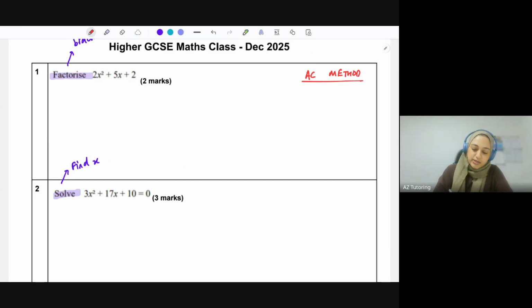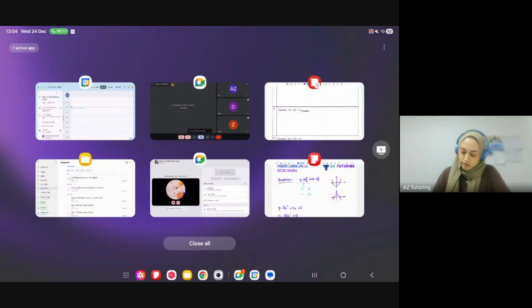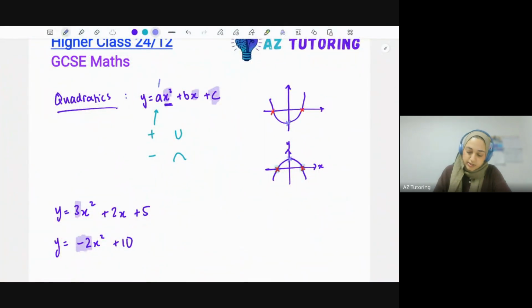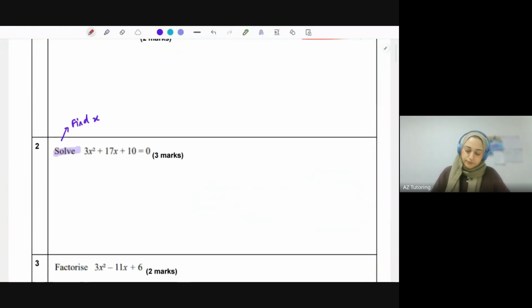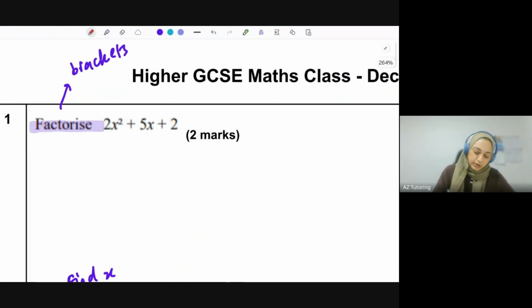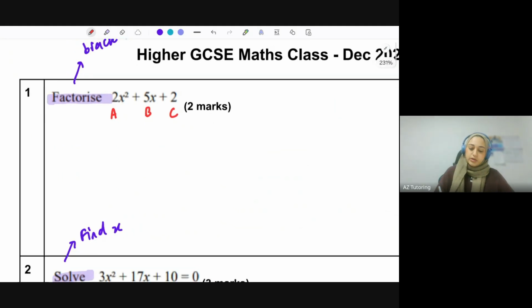The AC method says, we've just said that with a quadratic equation, this is the A term, that's B, and that's C. So we can label the quadratic: that's A, this is B, and that's C. So A is 2, B is 5, and C is 2. The AC method says we need to find AC first. AC just means A times C. So A is 2, and C is 2. So 2 times 2 is 4.